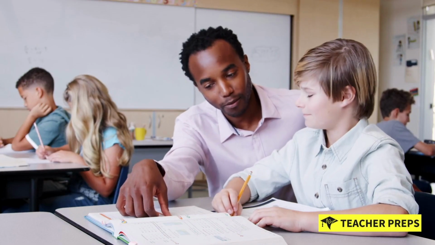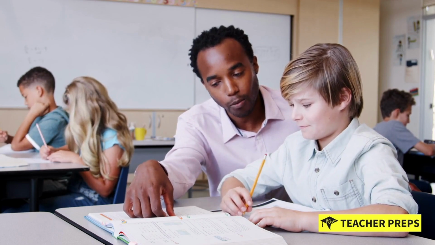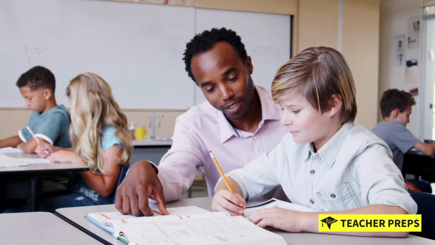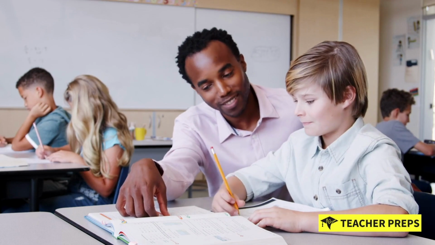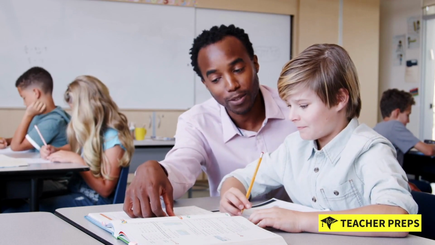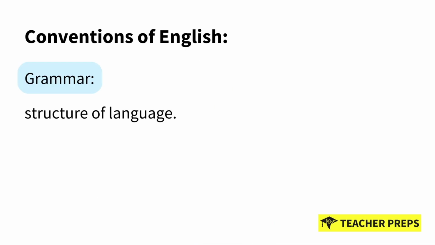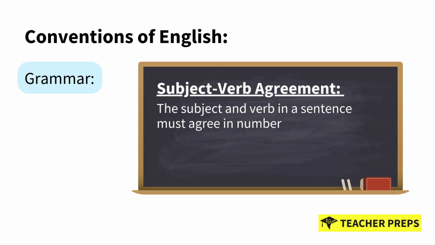Let's get started. Regarding conventions of English in writing, remember that the cornerstone of proficient writing lies in understanding and effectively applying the conventions of English language. These conventions encompass the accepted standards and rules related to grammar, punctuation, and sentence structure, as well as usage. Starting with an overview of the conventions of English, here we're looking at grammar, which is the structure of language. Next, we have subject-verb agreement, which means the subject and the verb in a sentence must agree in number. Remember, singular or plural.